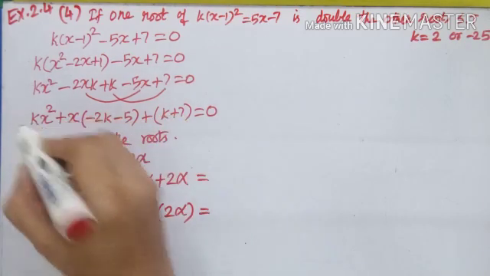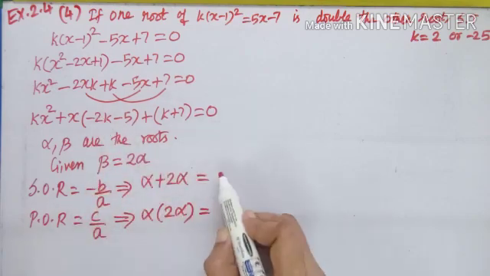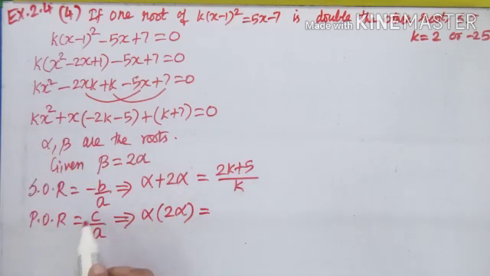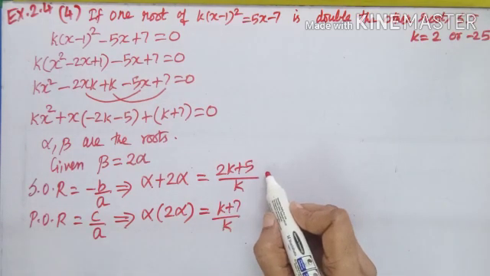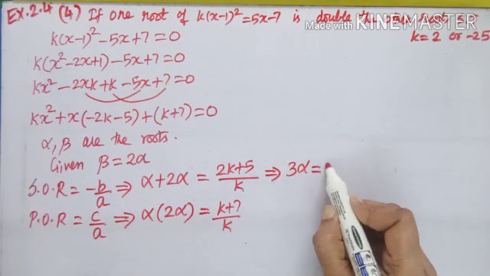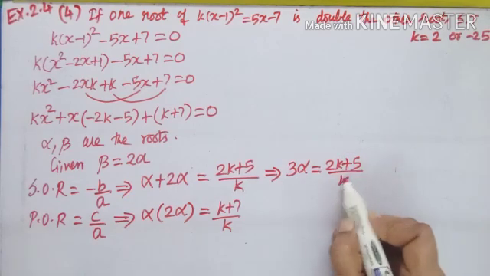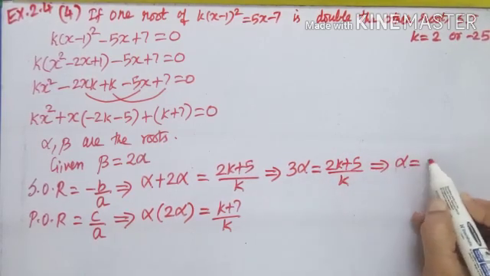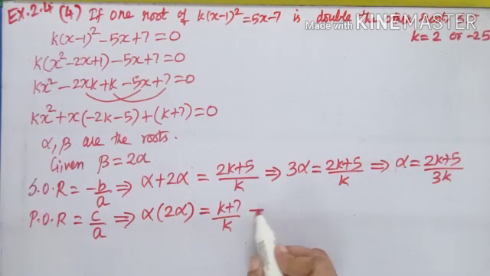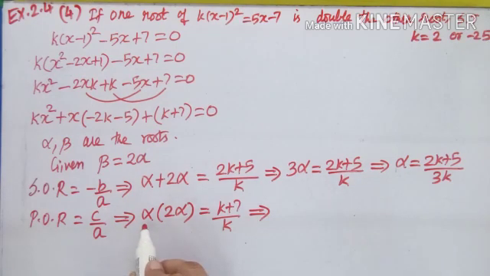This is B and this is A. So minus B means change the symbol. 2k plus 5 by A is K. C by A, this is C and this is A, K plus 7 by K. From this, I get alpha plus 2 alpha, 3 alpha equals 2k plus 5 by K, or alpha equals 2k plus 5 by 3k. From this, wherever alpha comes, I can put 2k plus 5 by 3k.